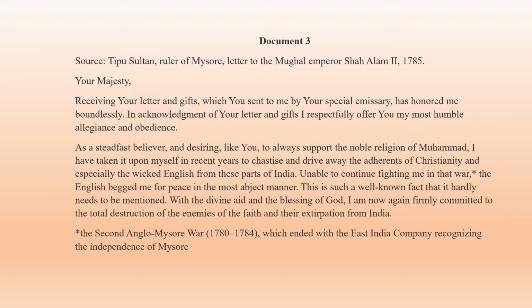Document 3, here we go. Source, okay. This is leader of the Mysore, a letter to the Mughal emperor. So this is between two Indian leaders.